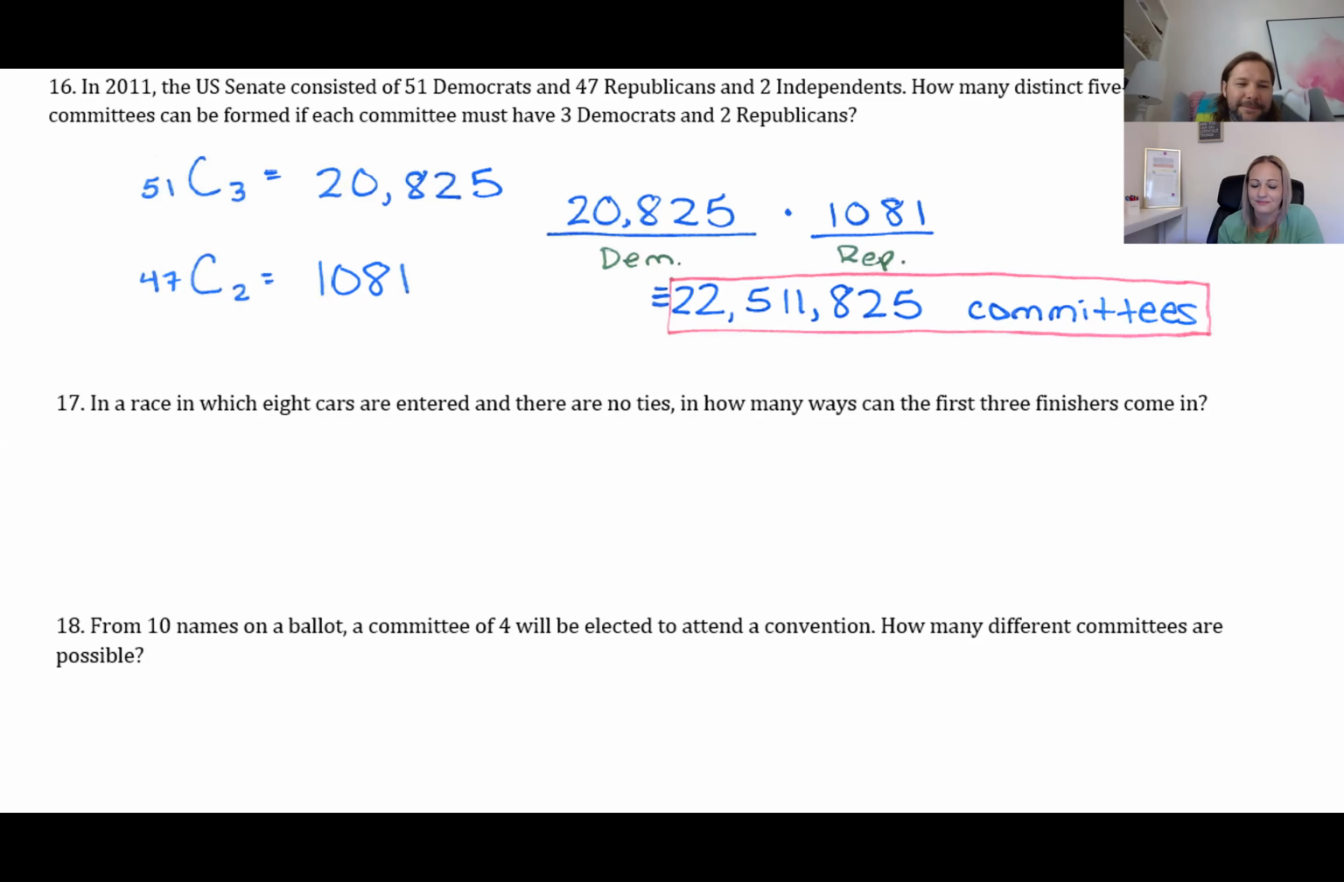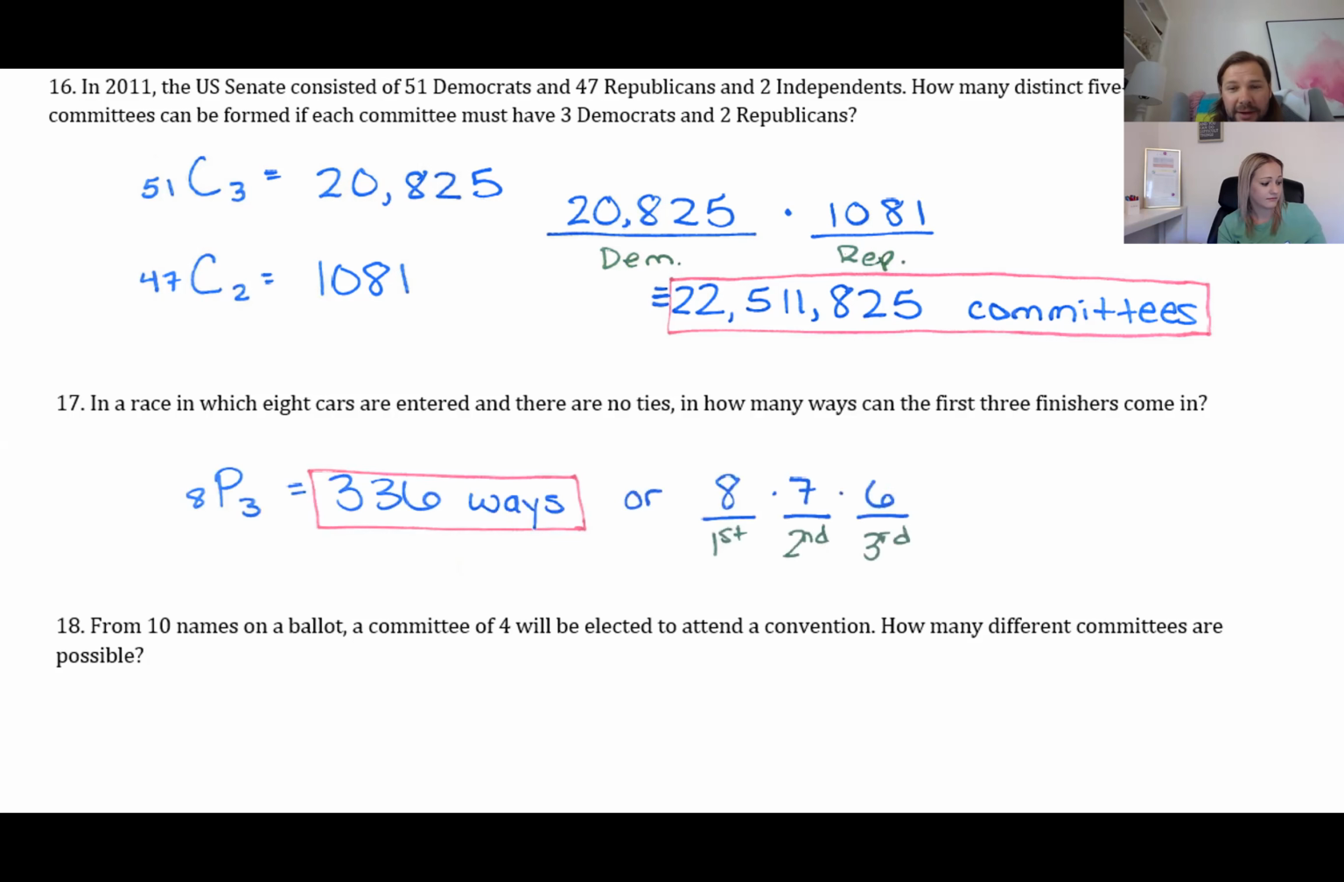Okay, 17. In a race in which 8 cars are entered and there are no ties, in how many ways can the first 3 finishers come in? There are 8 cars, no ties, and we want the first 3 finishers. Order is going to matter, so it's going to be 8 times 7 times 6, or 8P3. So 336 different ways.